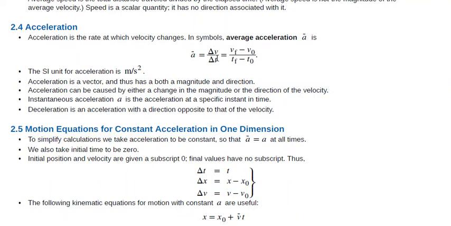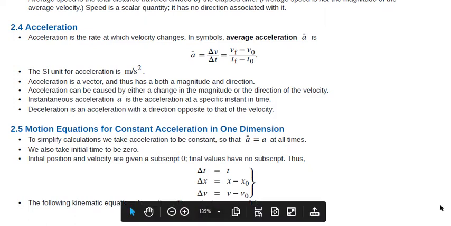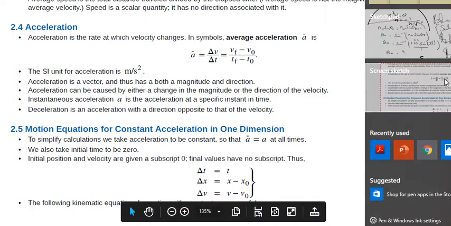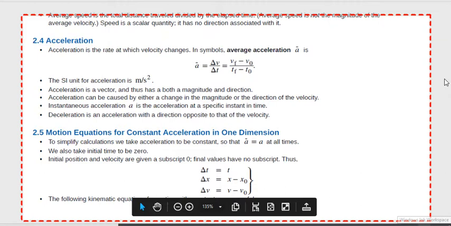Here in this video I will talk about acceleration, and then we will discuss the equations of motion for a constant acceleration in one dimension. So the acceleration is defined as the rate of change of velocity. This can also be known as the average acceleration. So the average acceleration we have here is the rate of change of velocity.